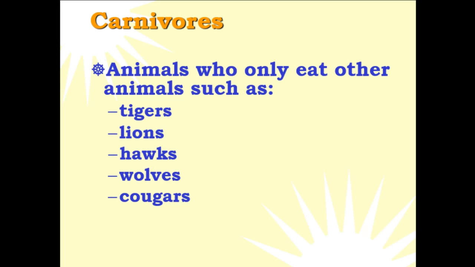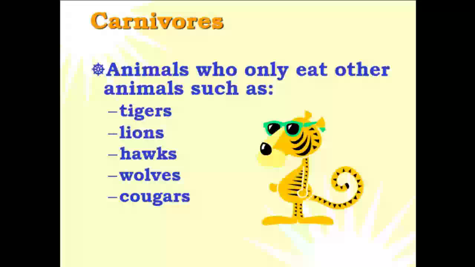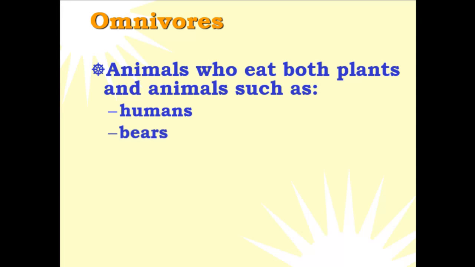A carnivore now is going to be an animal who only eats other animals, and they don't eat any kind of plant food. Okay, so tigers, lions, hawks, wolves, these cougars, they're not going to sit down and eat a salad. They're not going to eat some grass and then seek out some meat. They are only meat eaters. Now, an omnivore, you probably figured out from the prefix omni, is going to be an animal that can eat either plants or animals, such as human beings or bears that you see listed here.